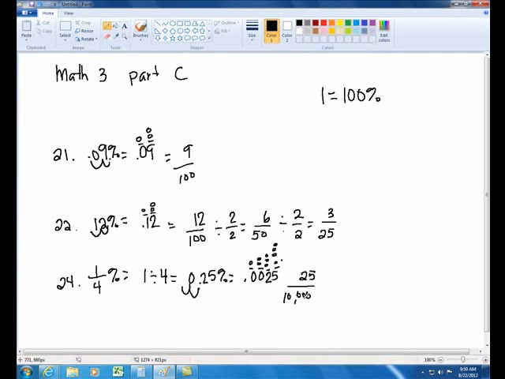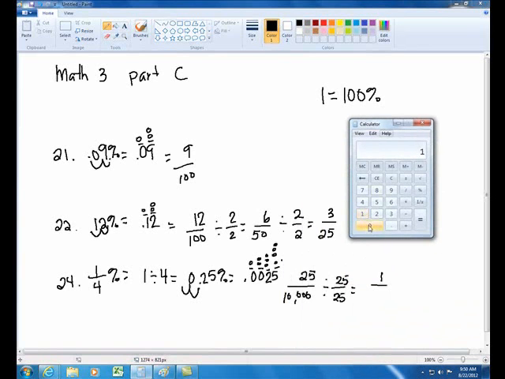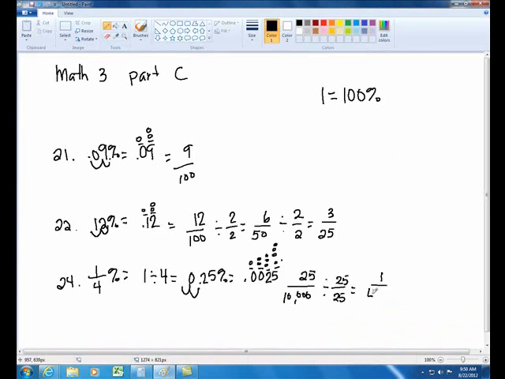I know that 25 will divide into 10,000, so I'm going to divide them both by 25. That will go one time, and this one will go, I believe it's 400, but let me just put it in on the calculator and make sure. 10,000 divided by 25. It is 400. So my answer is 1 over 400.